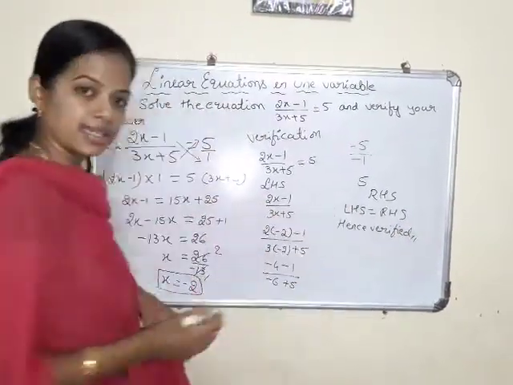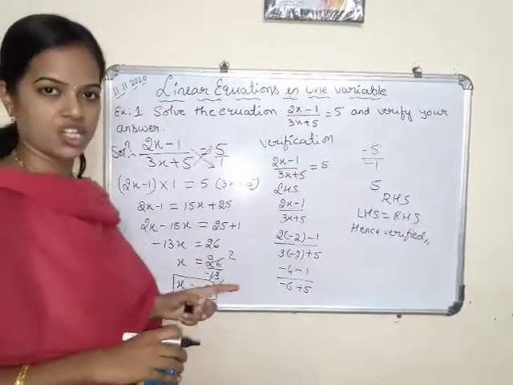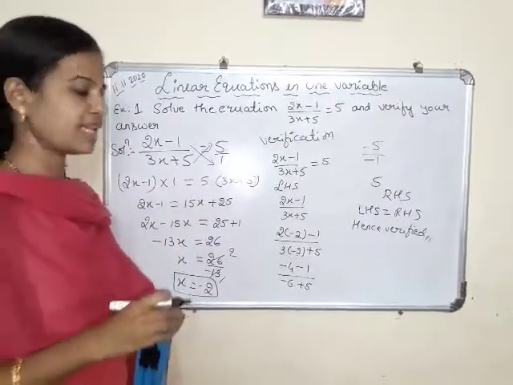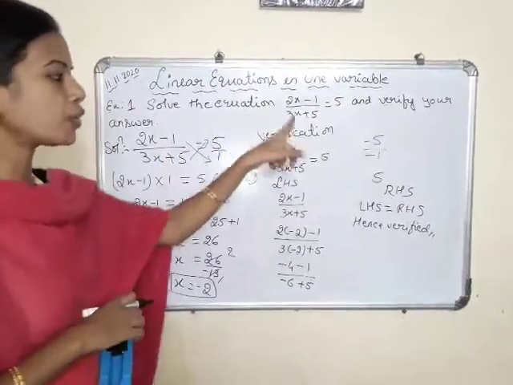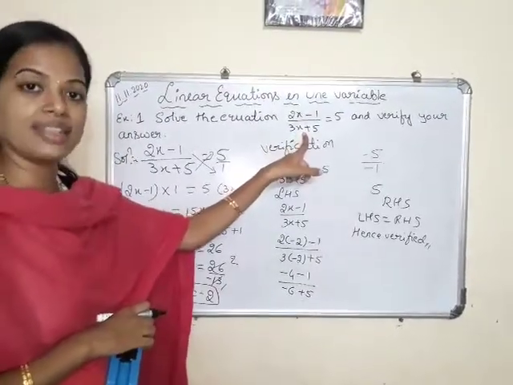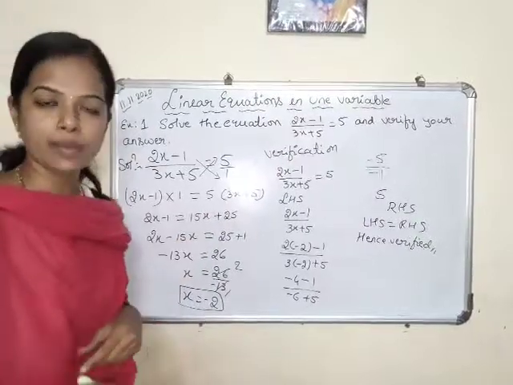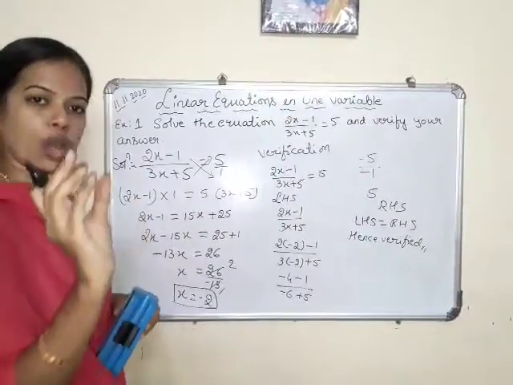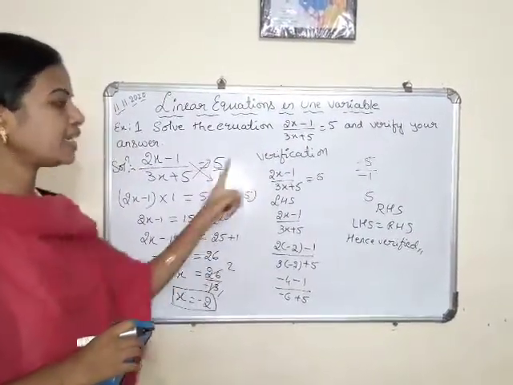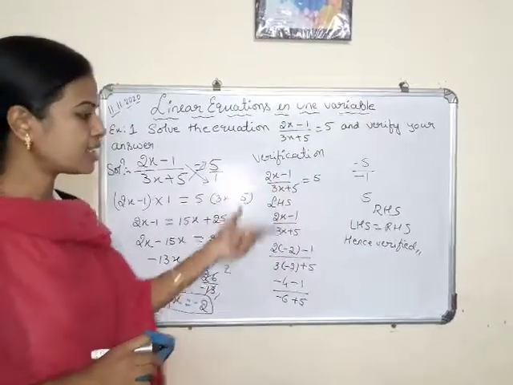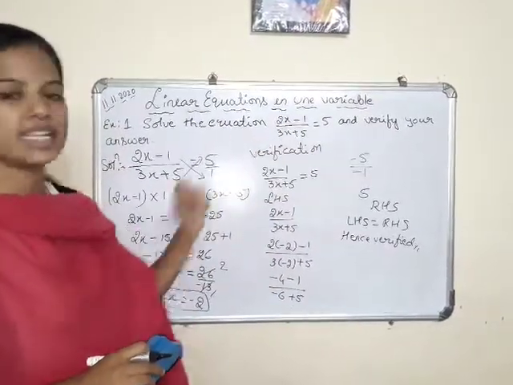This is another method, that is the cross multiplication method. By doing the cross multiplication method, first you have to convert the given equation into the form of a standard linear equation, and by applying the transposing method you have to find the x value. Later you have to verify. This is how to simplify the given equation.